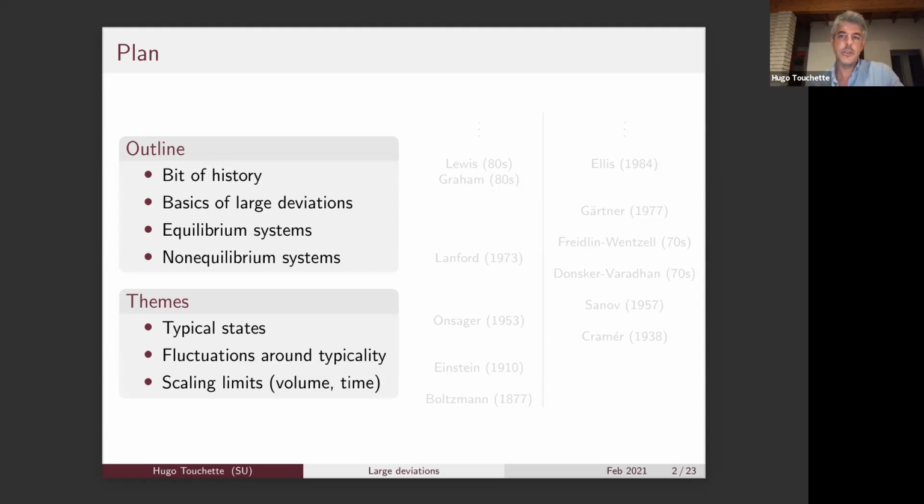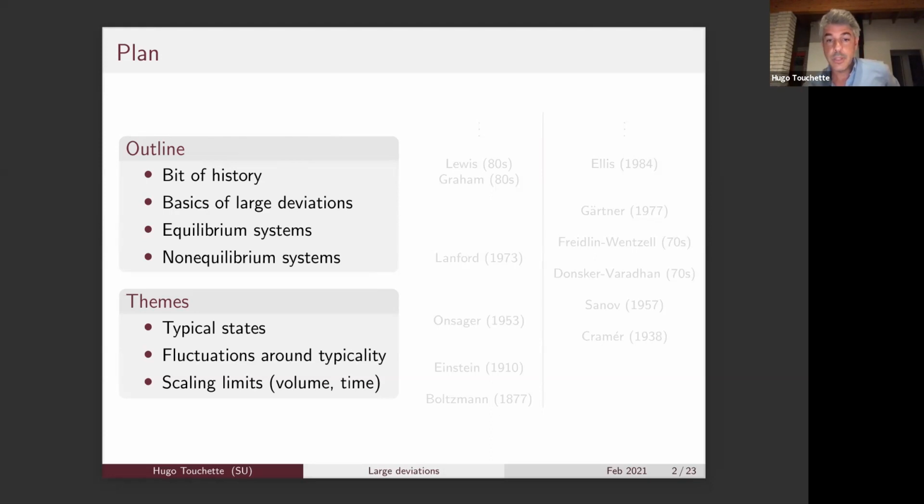So large deviations means large fluctuations. And behind this, we'll see, there's always some kind of scaling limit involved. It could be a thermodynamic limit, it could be an ergodic limit, it could be a low temperature limit. And that limit is important for the theory, and I'll try to explain this.